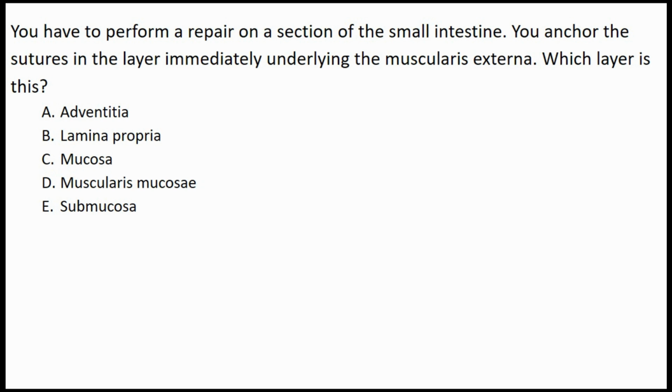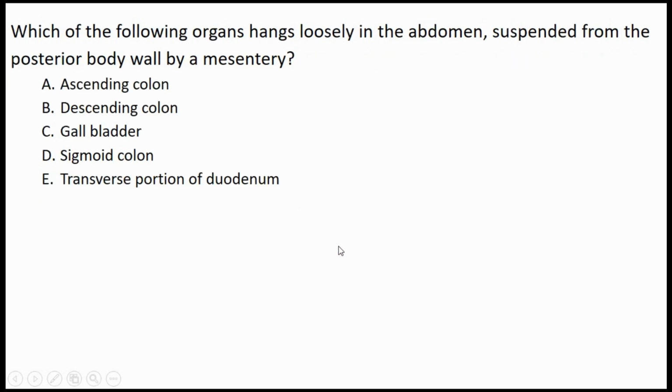All right, so what's the microstructure of the gut? And this is actually the area that you do use to make anastomosis between loops of gut. E, the submucosa. It's actually the densest connective tissue part and can be used to anchor sutures, and it's going to be between the muscularis mucosa and the muscularis externa. So submucosa, once again, is the correct answer.